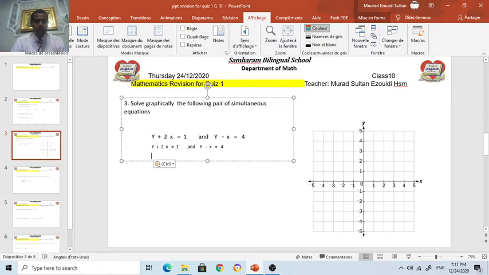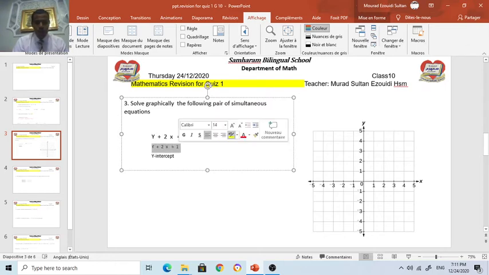So here, my learners, equals 1. Now I will write here y-intercept. Y-intercept means what? The y-intercept of the first equation, this one, I will color yellow. So the y-intercept is when x equals 0.